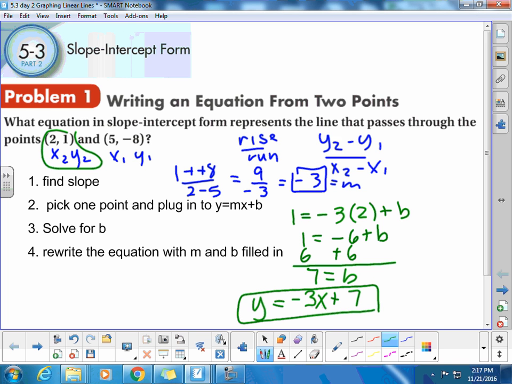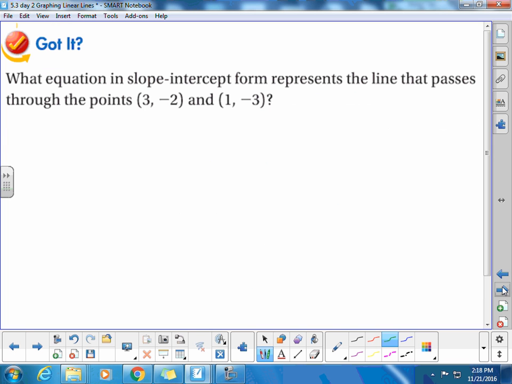Again, first find the slope, pick one of the points, plug it in. It doesn't matter which one you plug in. Solve for b and then rewrite the equation filling in the unknowns. So you pause me and try this one. Show all your work.